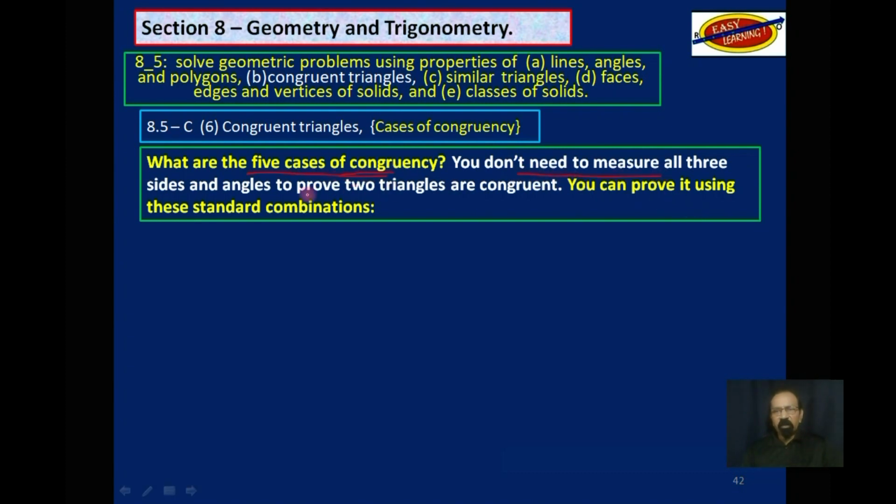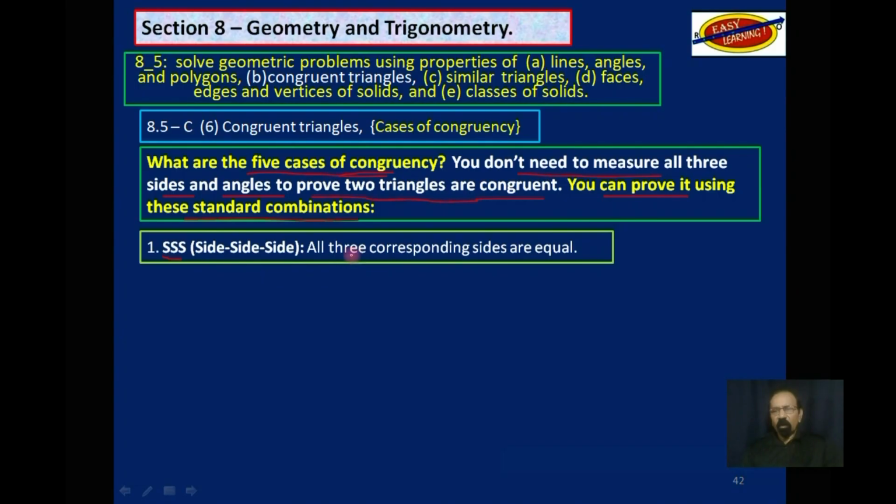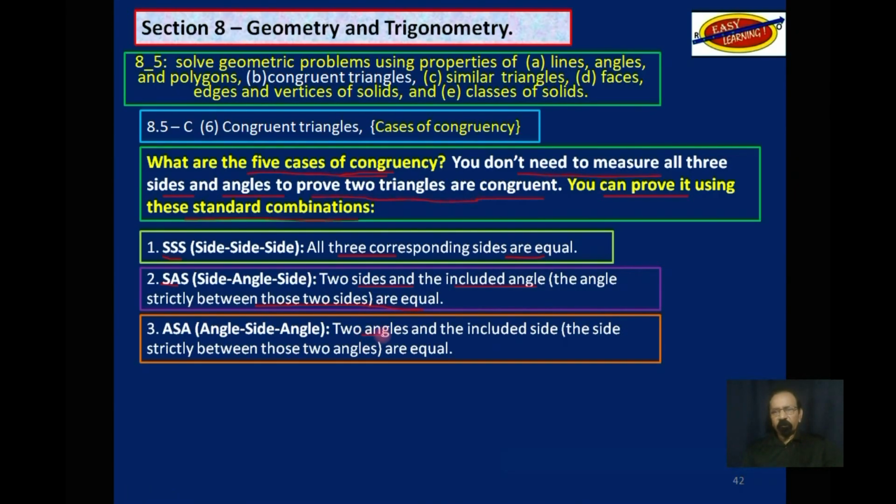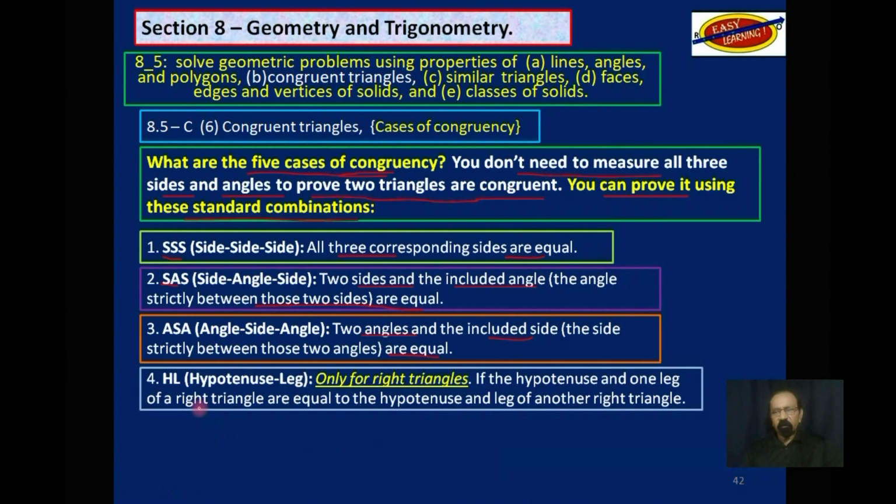Now, you don't need to measure all 3 sides and angles to prove that 2 triangles are congruent. You can prove it using these standard combinations. First, all 3 corresponding sides are equal. Secondly, you have 2 sides and the included angle between those 2 sides, if they are equal. Thirdly, you have 2 angles and the included side between those 2 angles. If they are equal in 2 triangles, then those triangles are congruent. Hypotenuse and a length. Right triangles only, that is redundant.